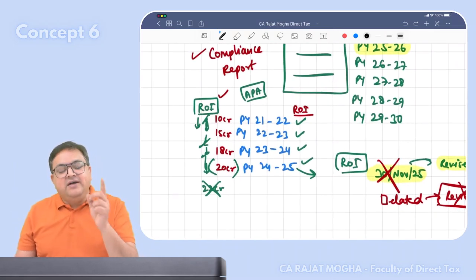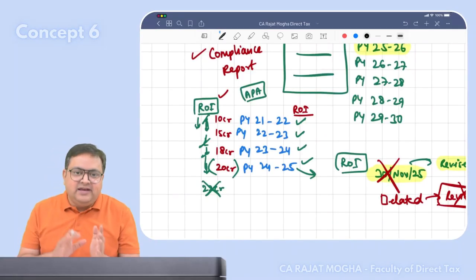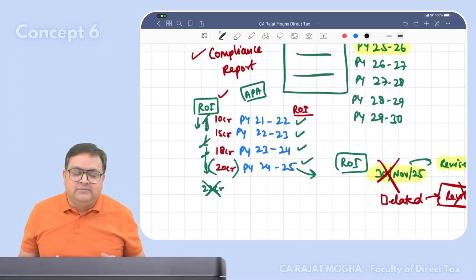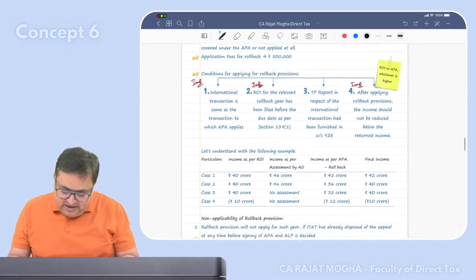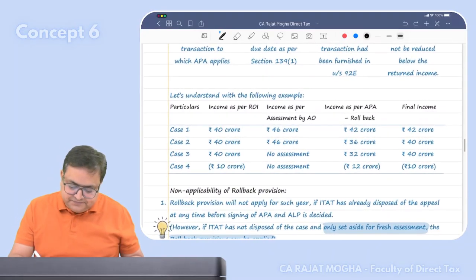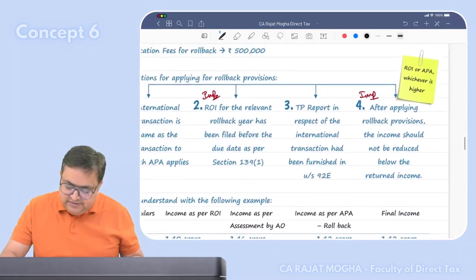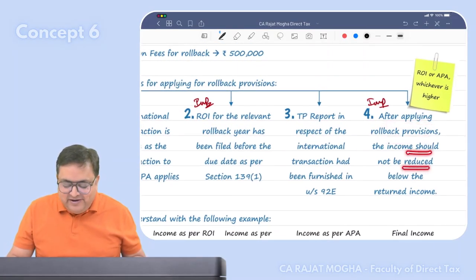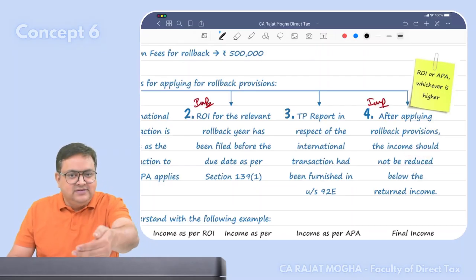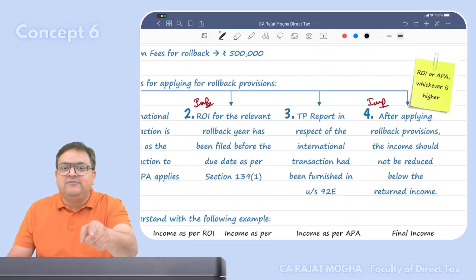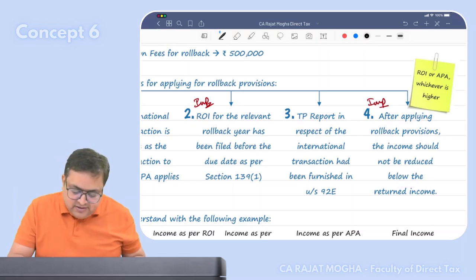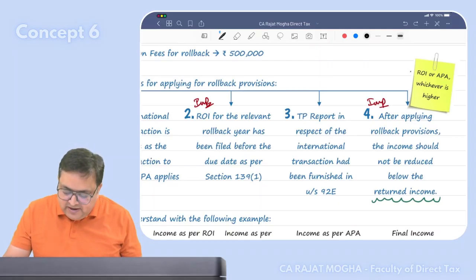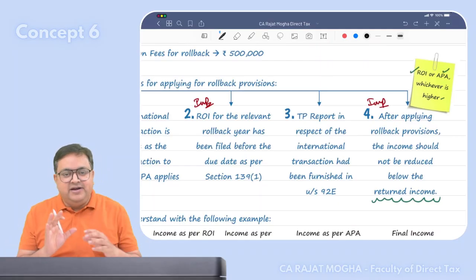Yes, if the assessing officer has done some assessment, that can be reduced. But whatever the assessee has said, we cannot reduce below that, right? So I have given an example also for this. Let's say case number 1. First, let me read it out. After applying rollback provisions, the income should not be reduced. Or in other words, I can say that, in respect of losses, they will not be increased below the returned income. Got it? So it could be either ROI or APA, whichever is higher we will take, not lower, right?